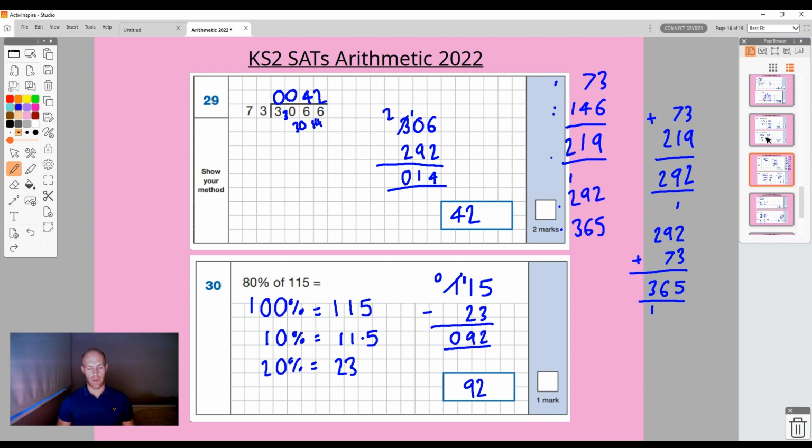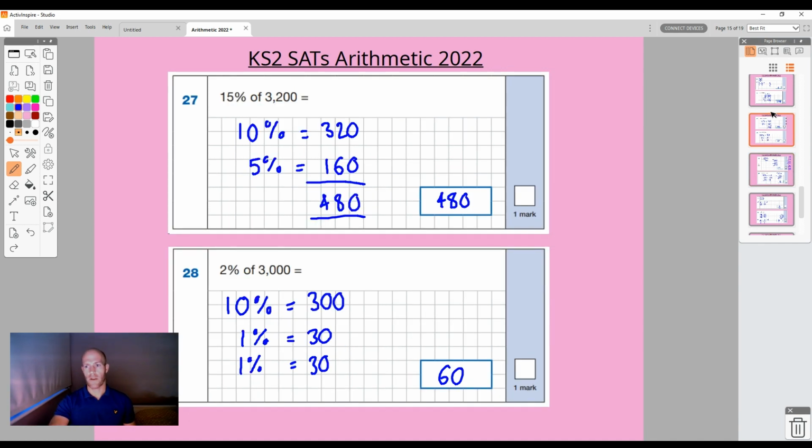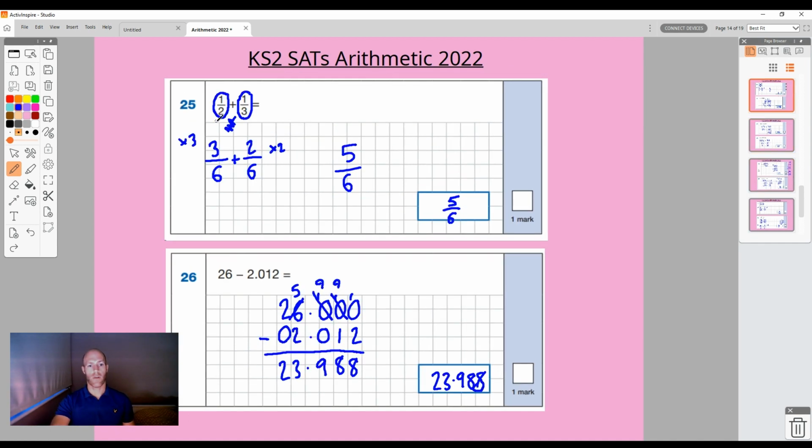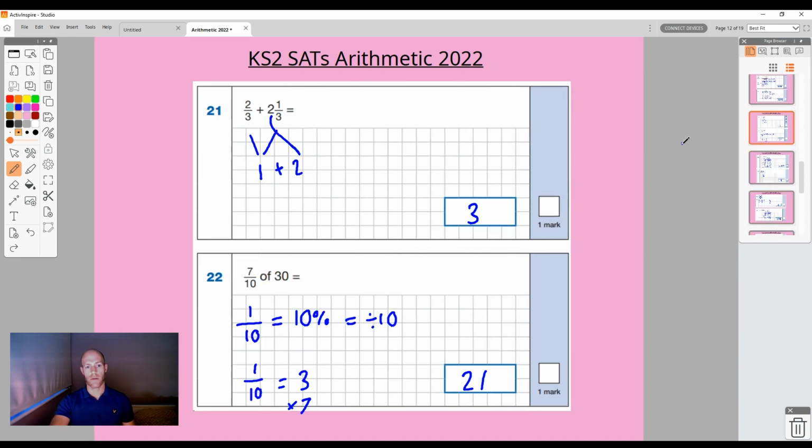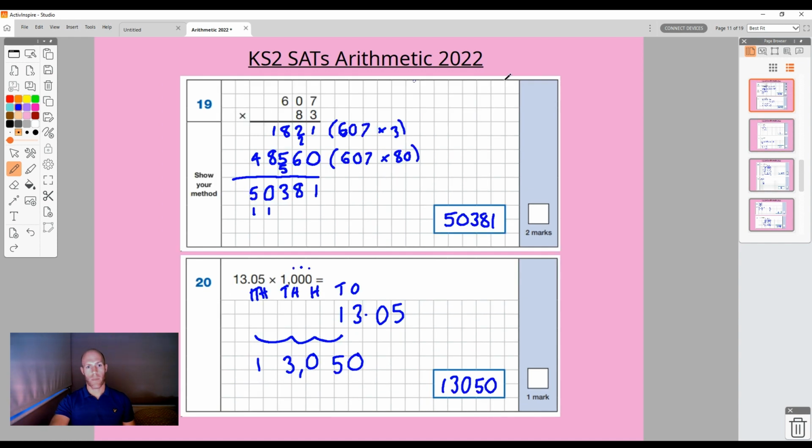So none of it is particularly complicated as long as you get a method and drop into that mode of each question. Every time there's a percentage question, you're going to find 10%. Every time you get a fraction question, you're going to try to make the denominators the same. Every time you get a decimal question, you're going to treat it like normal numbers, but you're going to organize yourself so those decimal points are stacked up, and then treat it like any other calculation. When you're doing a long multiplication, I'm going to write at the side, yes, I'm doing 607 times by 3. I'm going to add that to 607 times by 80. I'm getting myself organized and everything is clear as it can be.